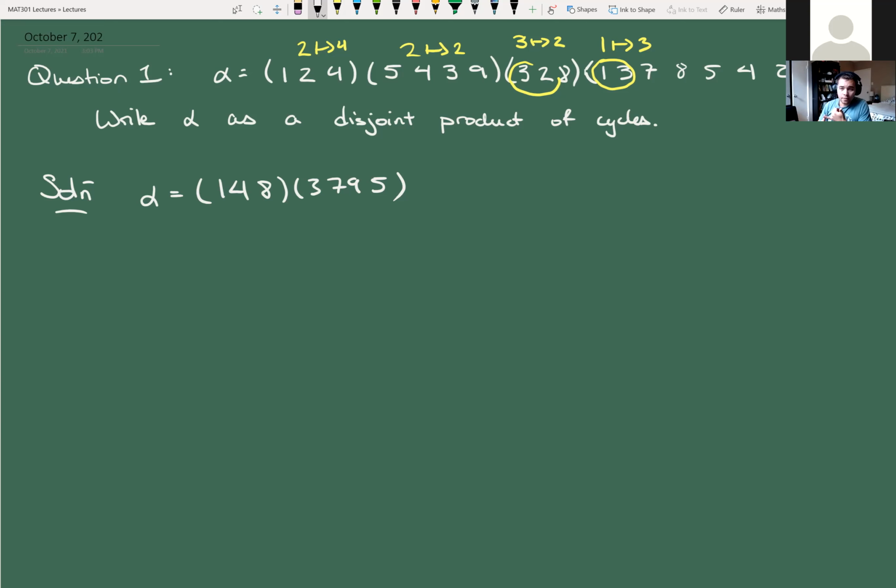From this immediately though, we get the order of alpha, right? So from this, oh man, this pen is just dying like crazy. I might need a new battery here. Hopefully I can get through this without needing to pull out a battery.